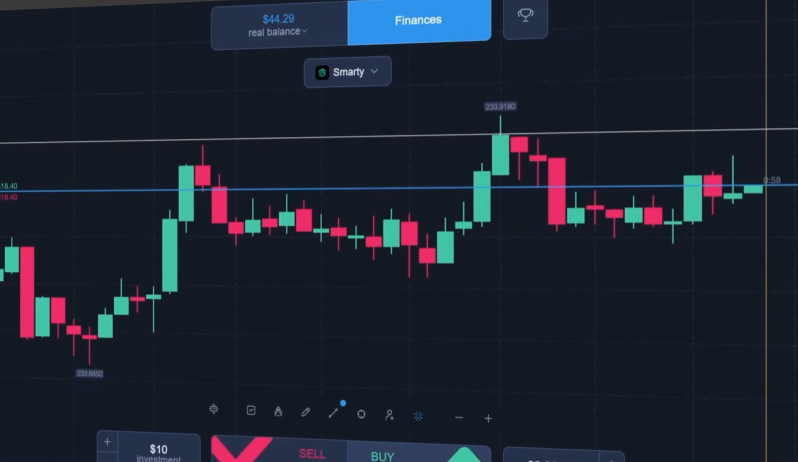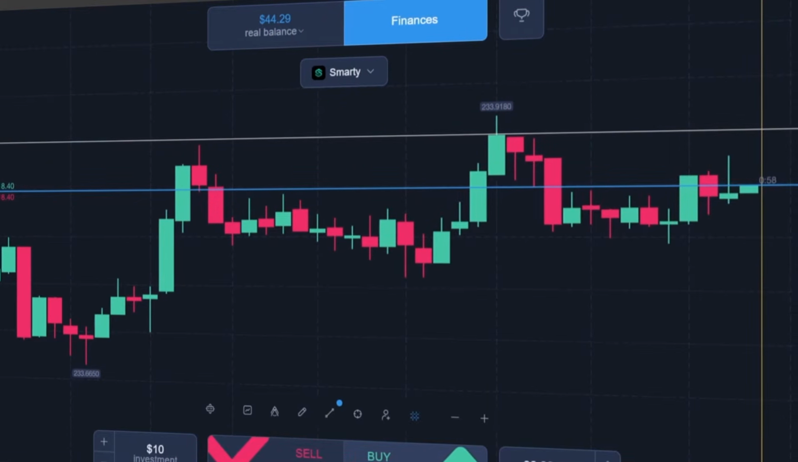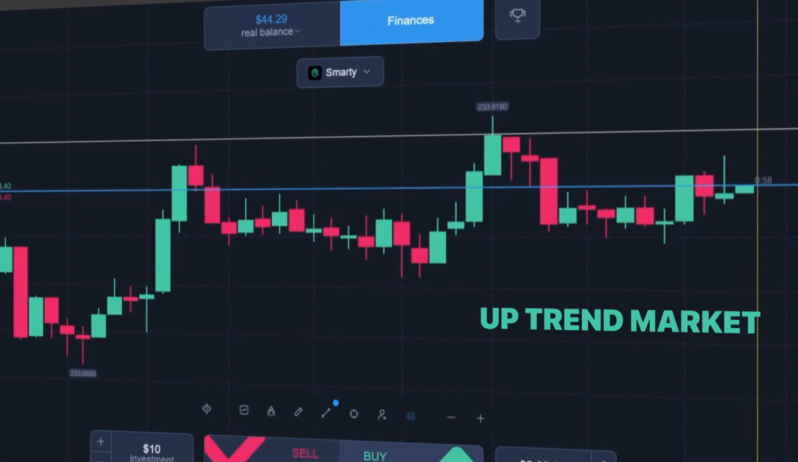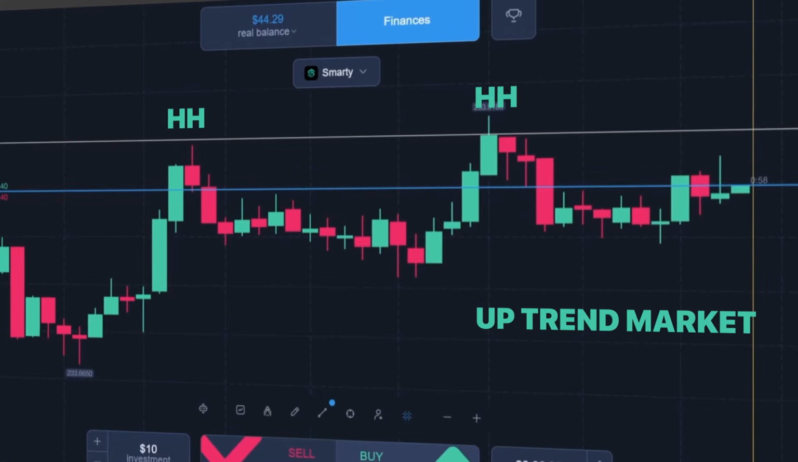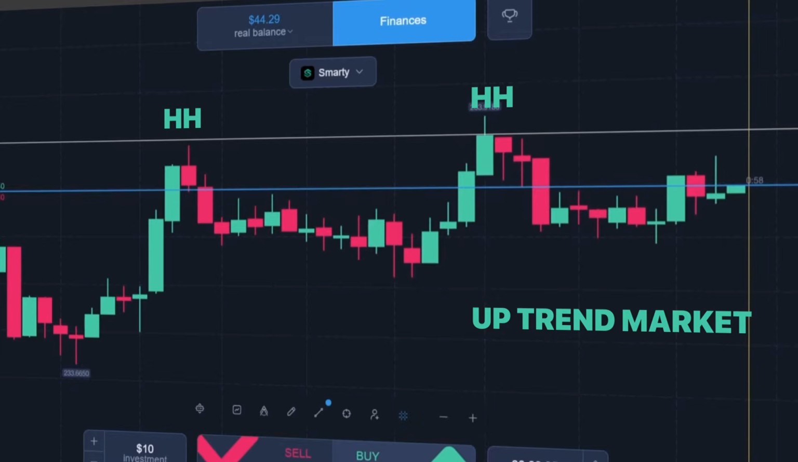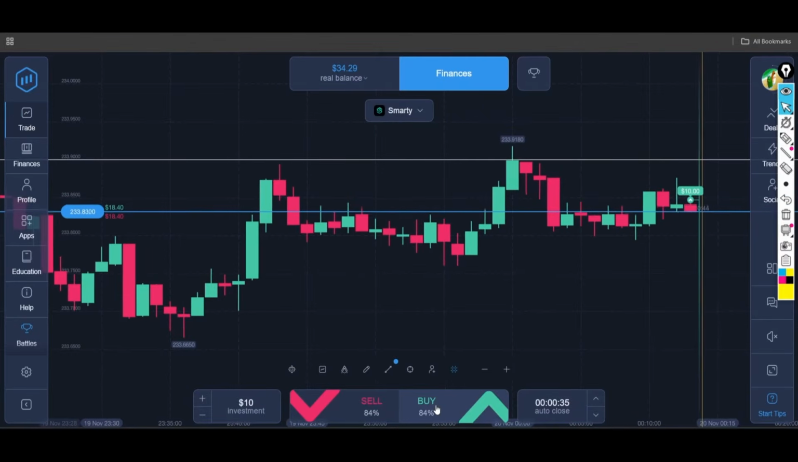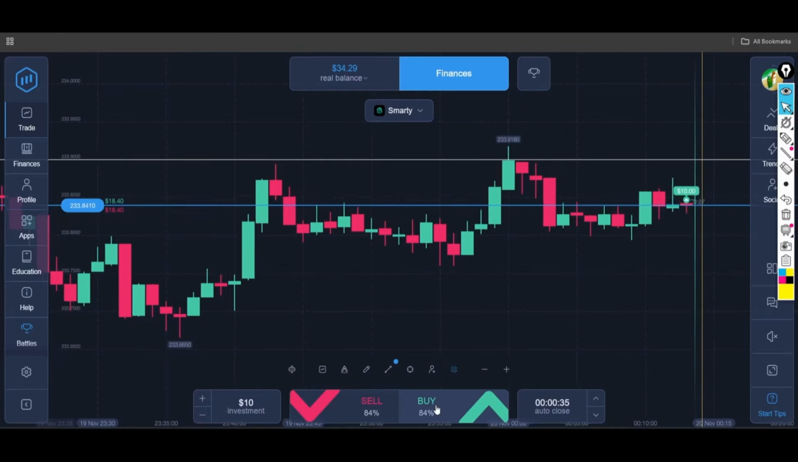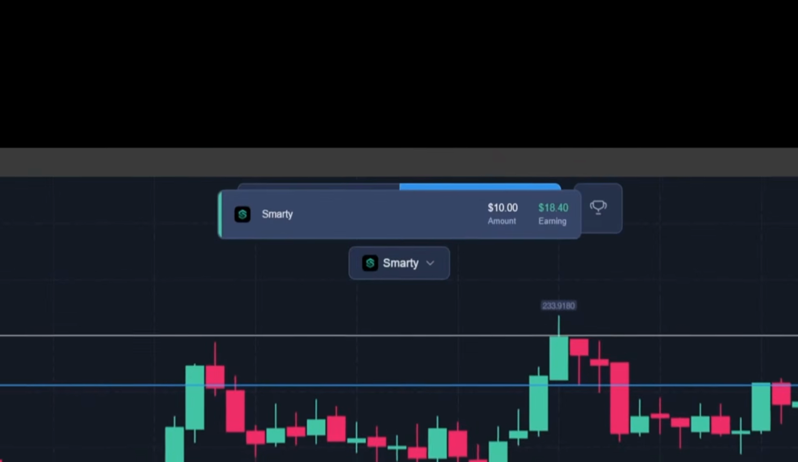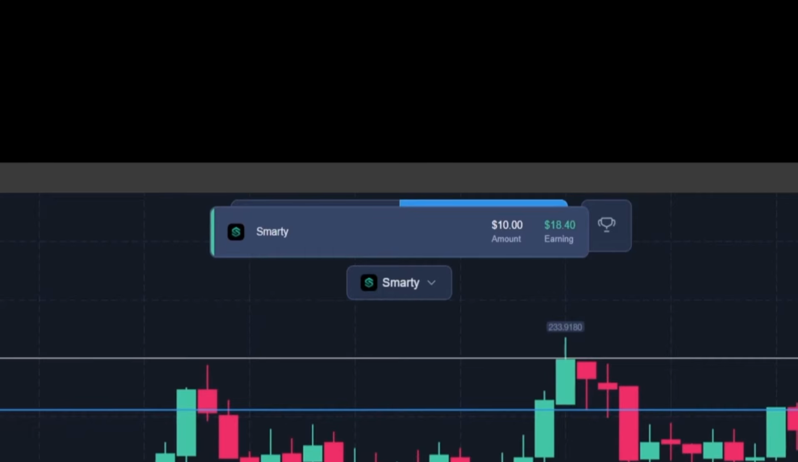Let's continue trading. Now, we're in the Smarty Index market. The market seems to be in a simple uptrend with clear higher highs. So, I will place a $10 buy trade right here. Just like we predicted, the market went up and we won that trade.